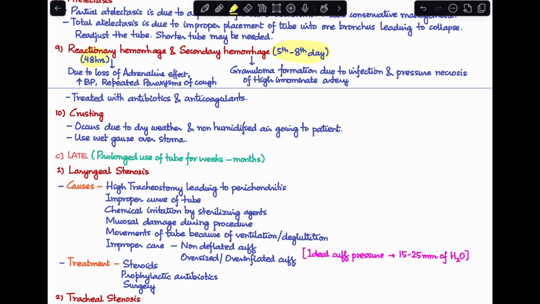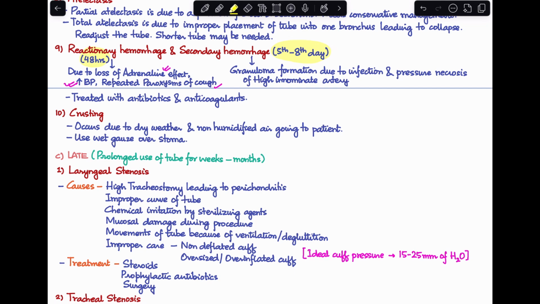The causes of each one of these are very different. Reactionary hemorrhage usually occurs because there is a loss of effect of adrenaline as it washes out of the system, as the BP comes to normal or even increases after anesthesia, and due to repeated paroxysms of cough. Whereas secondary hemorrhage is more due to formation of a granuloma and infection, and there can also be pressure necrosis of a high innominate artery. In all of these cases, we'll treat it with antibiotics and anticoagulants.